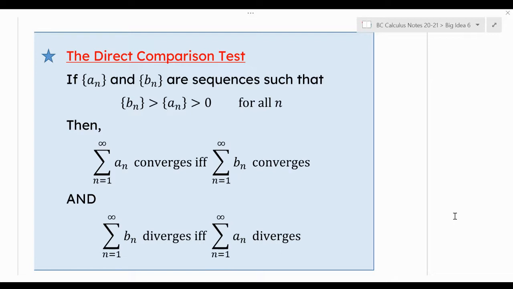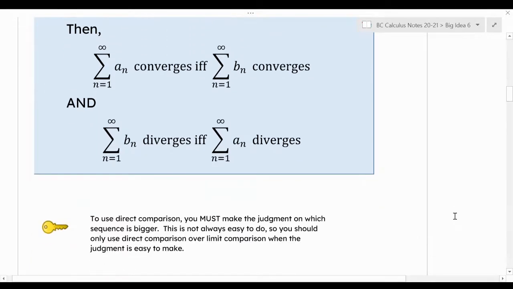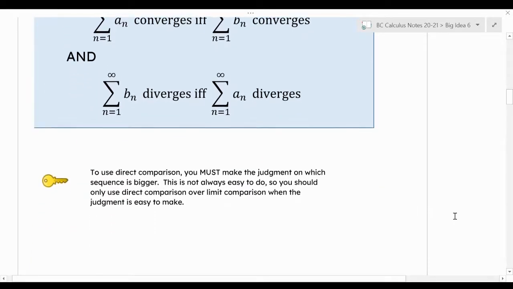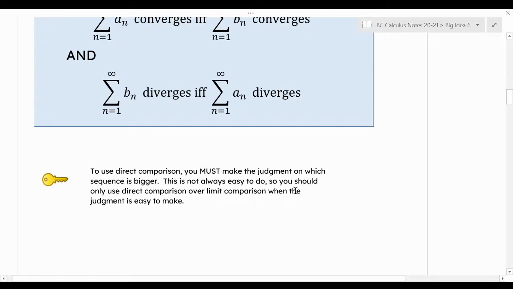But this kind of makes sense, right? If you can show that one thing is always smaller than a series you know converges, well, you know they both have to converge. If you can show that one series is always bigger than a series you know diverges, well, then they both end up diverging. So one thing you got to be careful about in this direct comparison test is you've got to make a judgment on which terms are bigger and which ones are smaller. If you don't, you're not doing direct comparison.